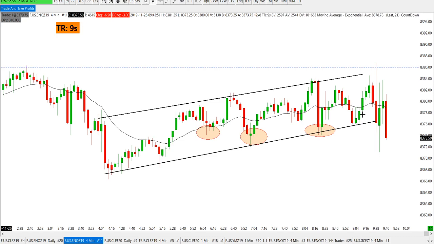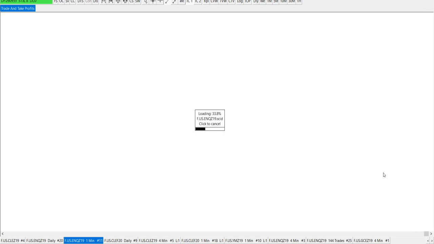Okay, we're still stuck in this stupid range right here. I'm gonna show you this range that we're stuck in. This range right here. So me taking a short right here is kind of dangerous because buyers could come right back in. My old self would definitely take that trade.